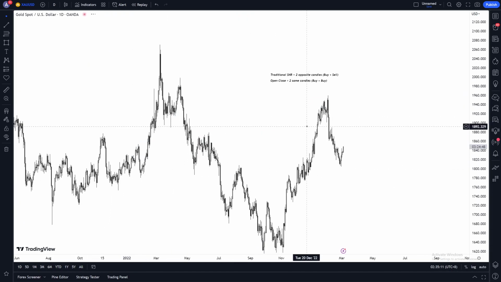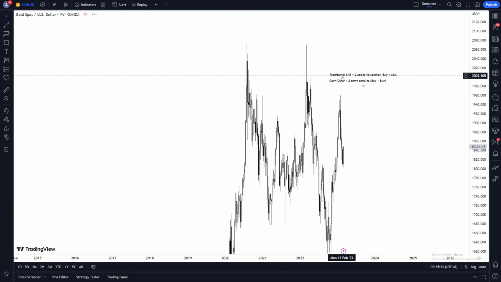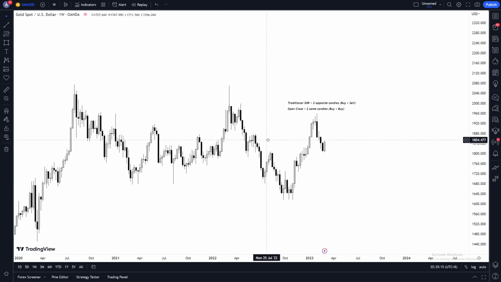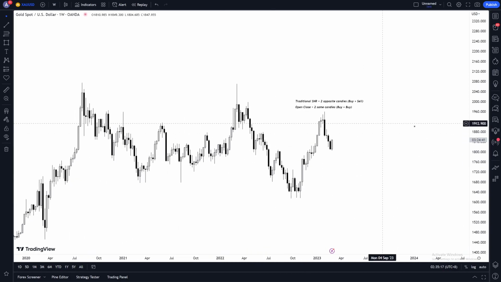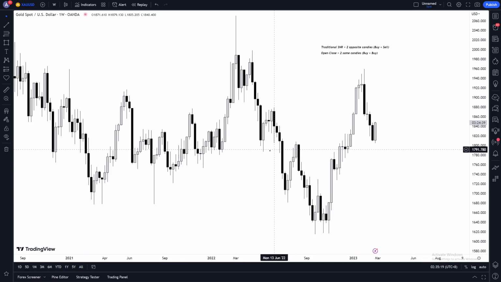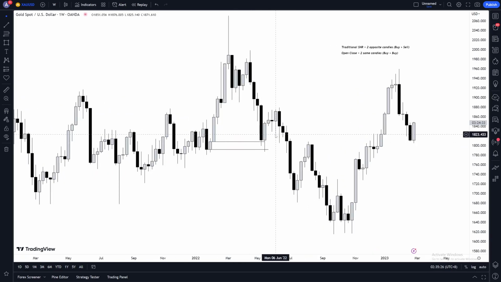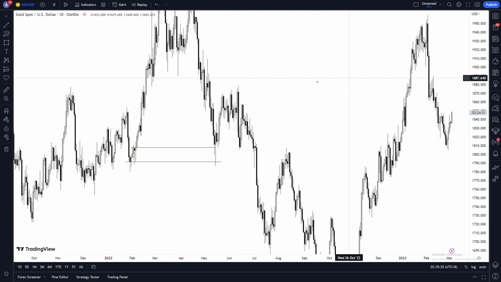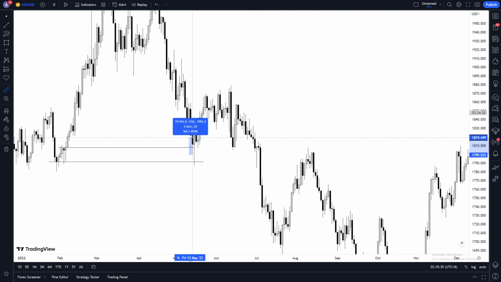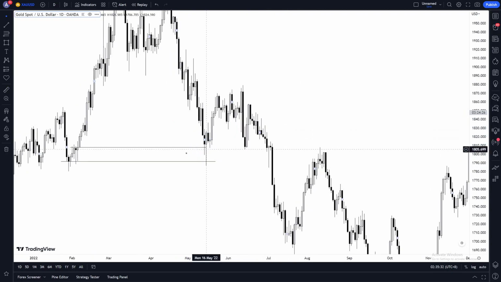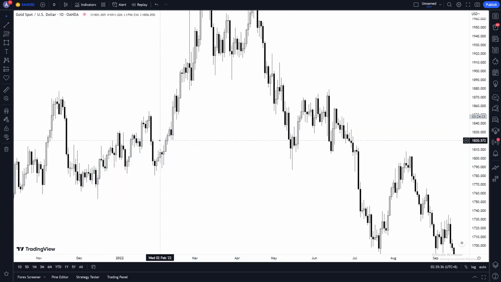So that, my friends, is how we use the open close. That is what the open close is in the first place. If you look at this one, this is on the weekly, by the way. On the daily, for example, you'll see the rejection. It went in and rejected back up, about 100 pips. See? Weekly, daily.